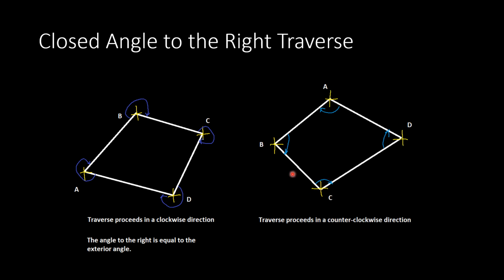Next is another closed traverse that proceeds in a counterclockwise direction. Observe now that the angle to the right is the interior angle of the closed traverse. So remember, if the traverse proceeds in a counterclockwise direction, the angle to the right is equal to the interior angle.